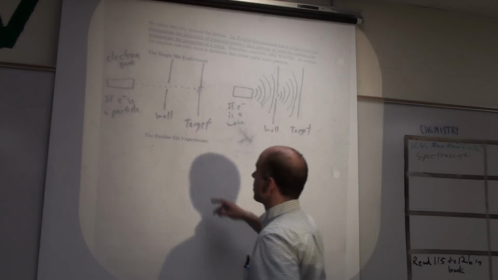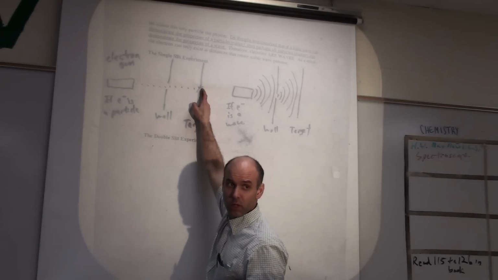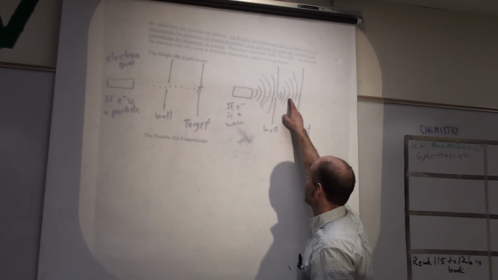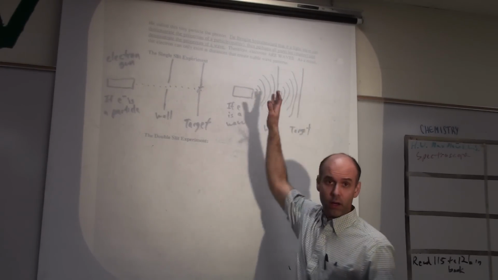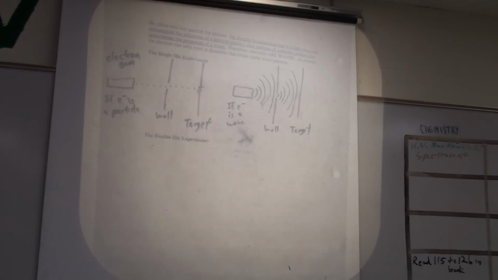So this seems like a pretty simple experiment to test whether or not the electron is a wave. Shoot your electrons out. If they hit just in the center, then you know the electron is a particle. If the electron hits everywhere, then it must be a wave. So here are the results of the single slit experiment. Ready?